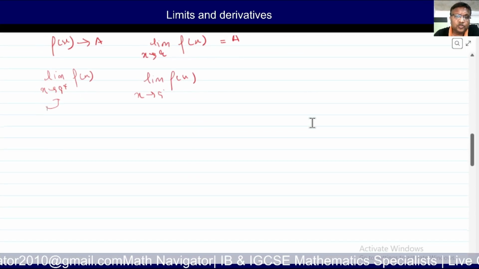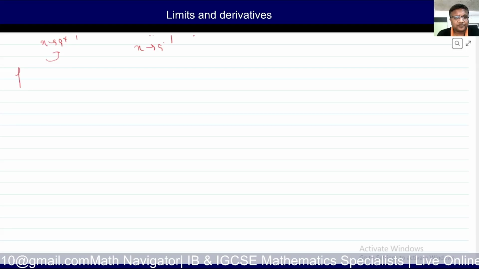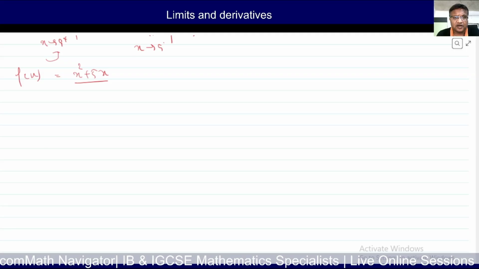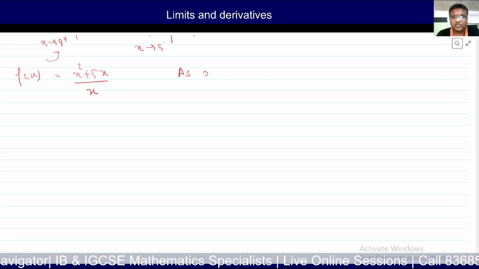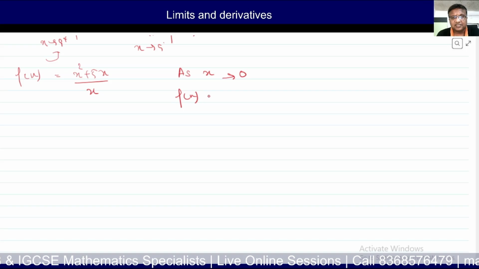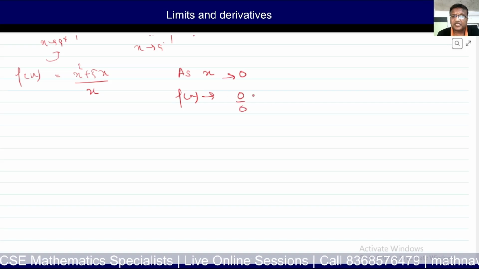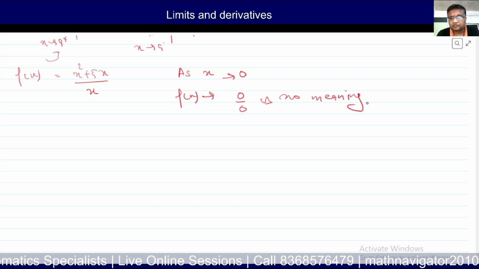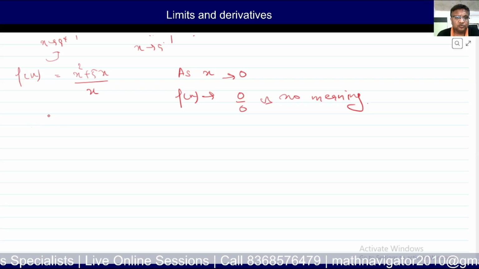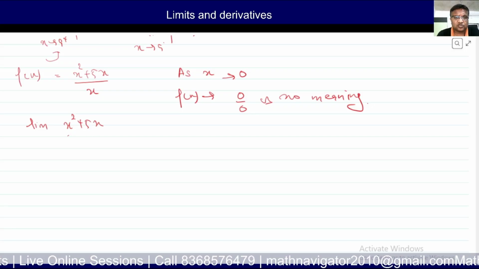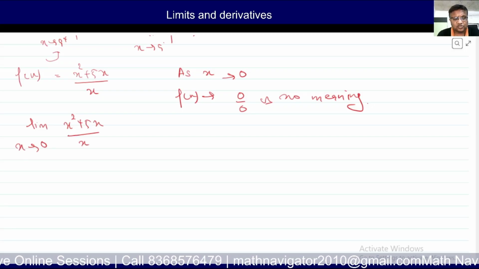So how do we use the limit? Let's consider a function (x squared plus 5x) over x. So I can say as x tends to 0, f(x) tends to 0 by 0, which has no meaning or is undefined, right? But what if I do limit (x squared plus 5x) over x as x tends to 0? I want to find this.